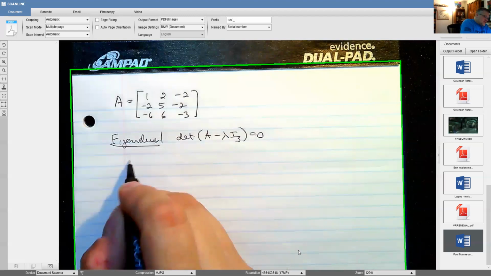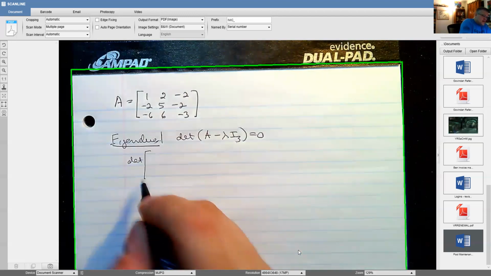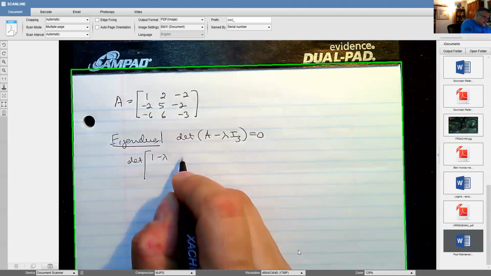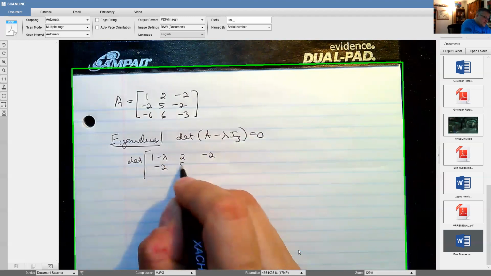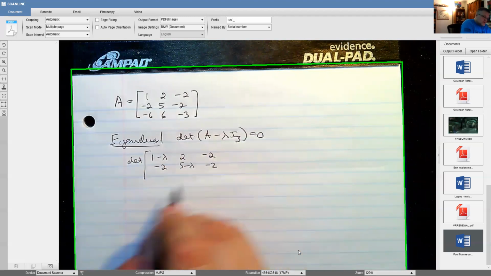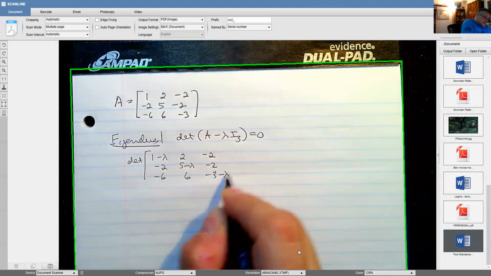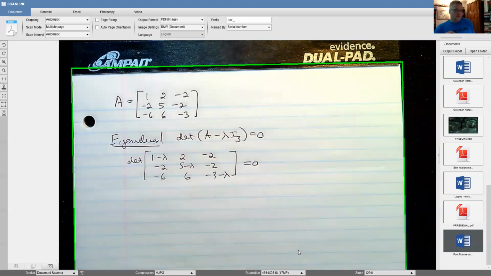And remember, that just means for A minus lambda I3, I'm just taking the lambda and subtracting it from the diagonal. So I have 1 minus lambda, 2, -2, -2, 5 minus lambda, -2, -6, 6, -3 minus lambda. I want to compute the determinant of that matrix and set it equal to 0 and solve for lambda.